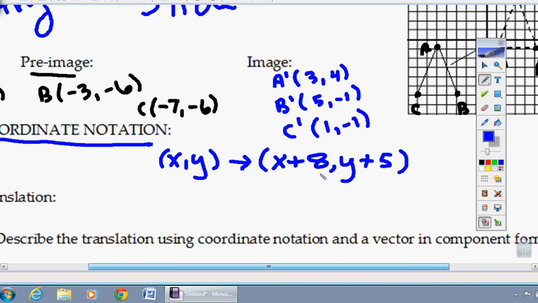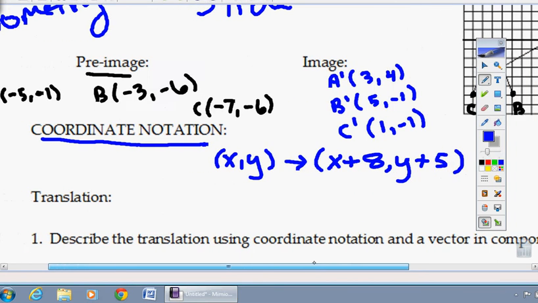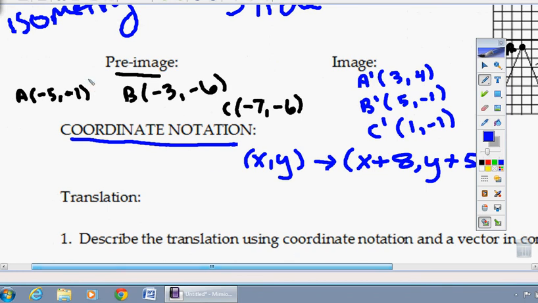So it would be x plus 8 and y plus 5. Okay? And if we go back to our original, here's our pre-image and here's our image coordinates. What happens if I take -5 and I add 8? I get 3. Let's go to B now.